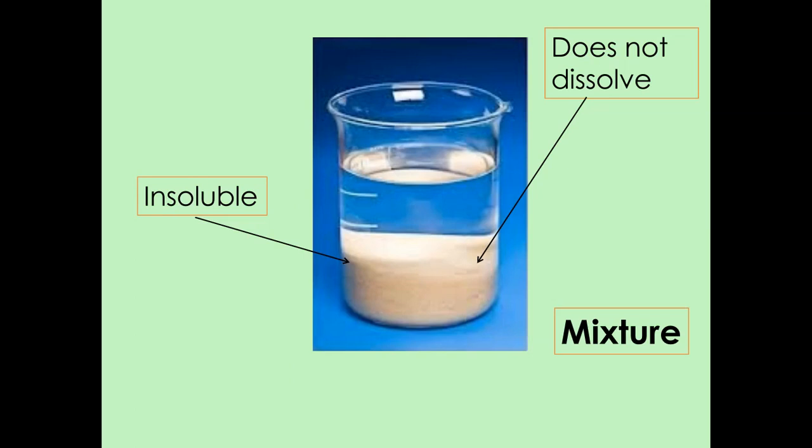So we also need to know the term insoluble. So soluble means it does dissolve in a particular solvent. If something's insoluble, it means it won't dissolve. So for example, nail varnish is insoluble in water.